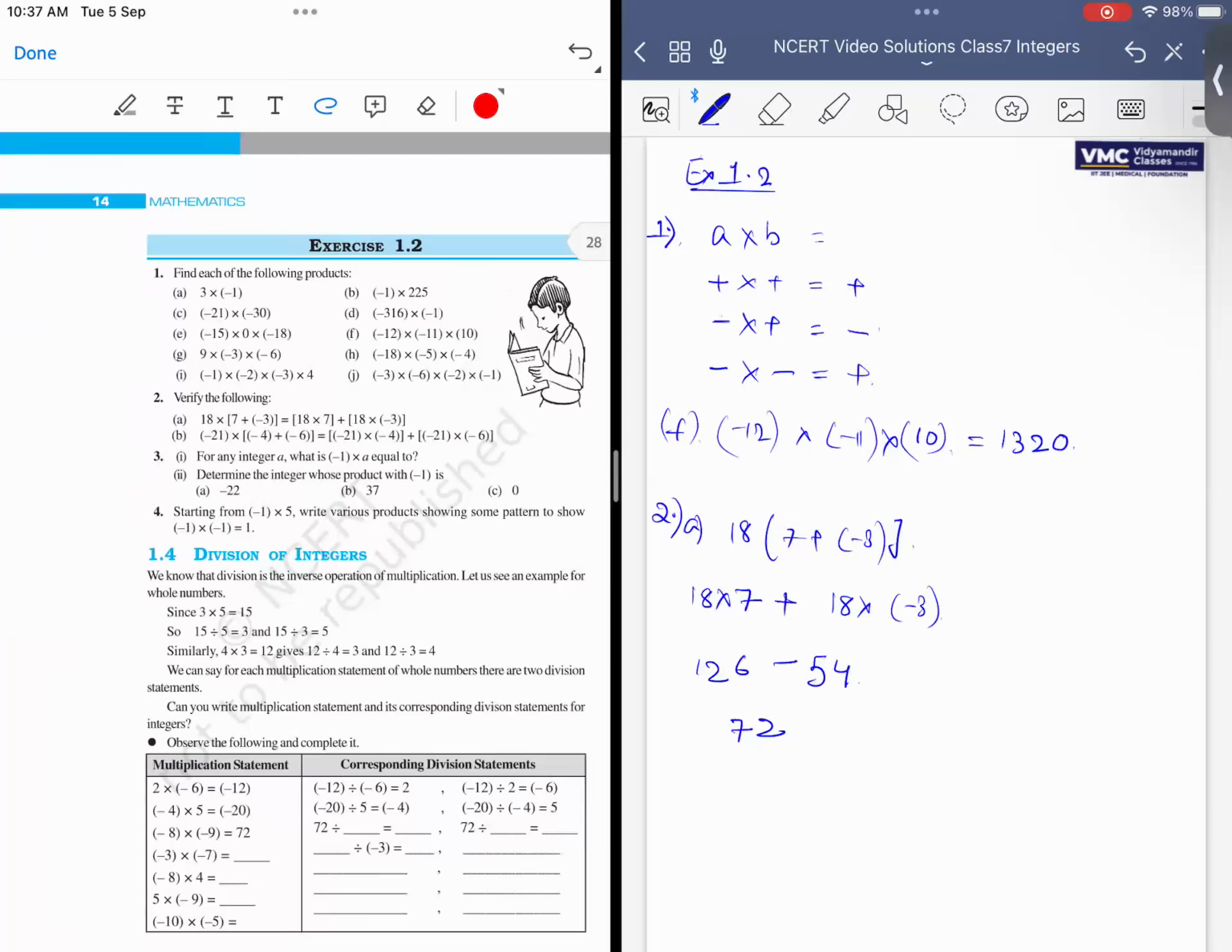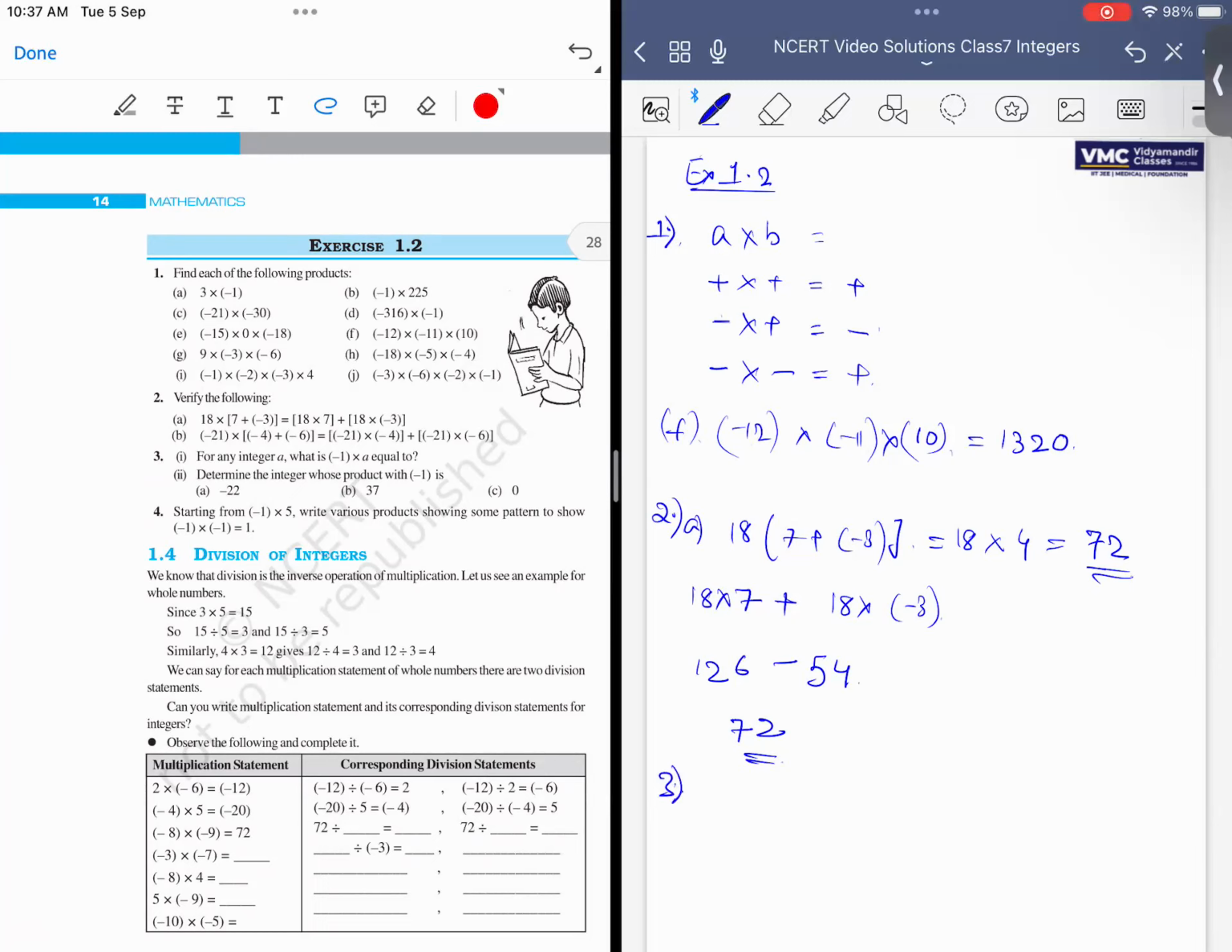Now coming to the other side, the RHS side. 18 into 7 is 126. And also, if you prove it, solve the bracket first. 7 plus minus 3 is how much? 4. And 18 into 4 is 72. So both sides we are getting the same result. So yes, it's verified.